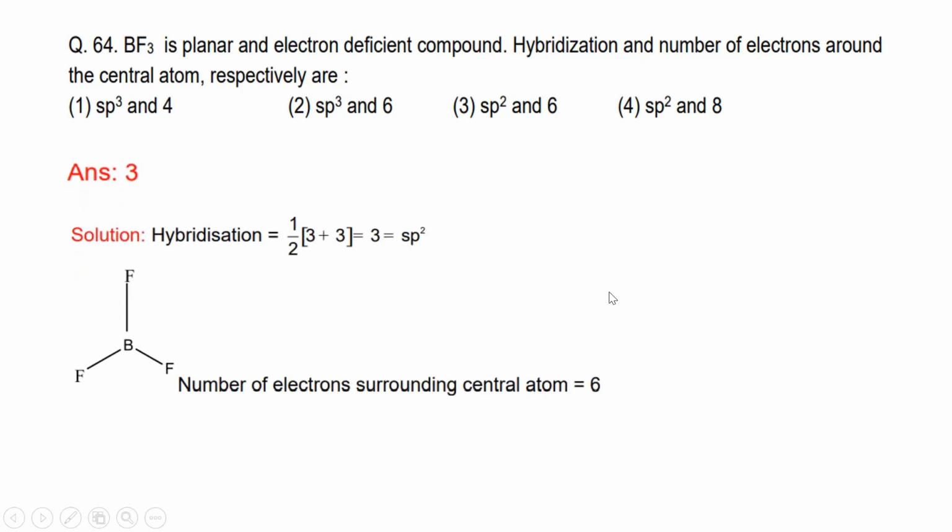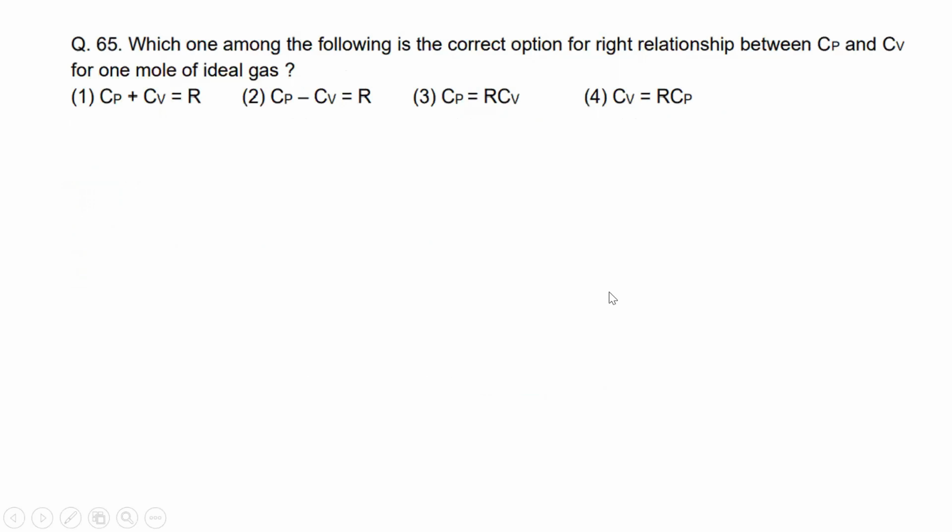Next question number 65. Which one among the following is the correct option for the right relationship between Cp and Cv for 1 mole of an ideal gas? Everybody knows this, right? Cp minus Cv is equal to R. So option 2 will be the right answer. Question number 65, option 2.